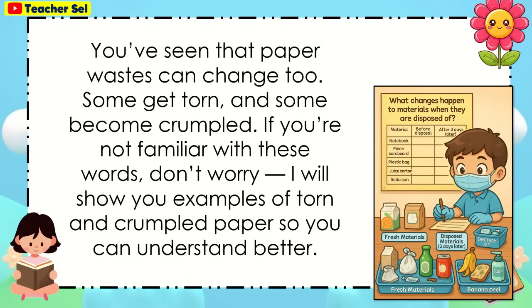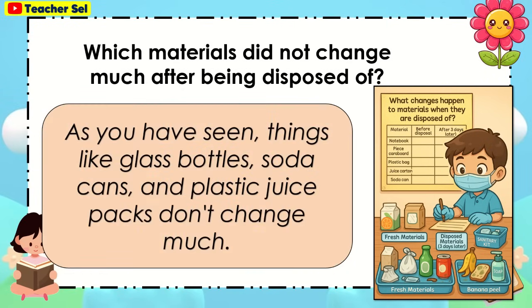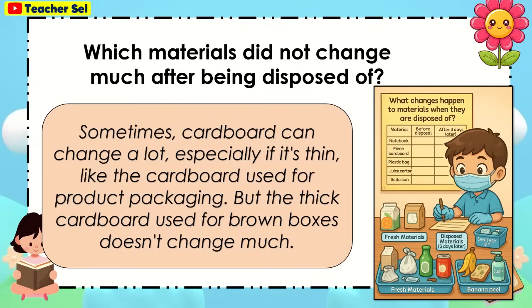You've seen that paper waste can change too. Some get torn and some become crumpled. If you're not familiar with these words, don't worry, I will show you examples of torn and crumpled paper so you can understand better. Which materials did not change much after being disposed of? As you have seen, things like glass bottles, soda cans, and plastic juice packs don't change much. Sometimes cardboard can change a lot, especially if it's thin, like the cardboard used for product packaging. But the thick cardboard used for brown boxes doesn't change much.